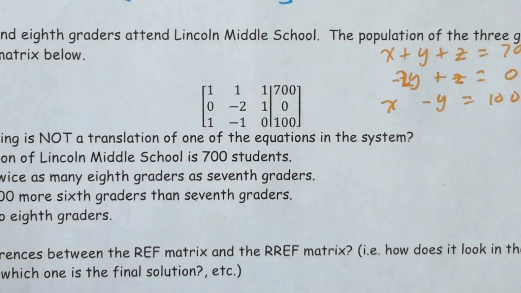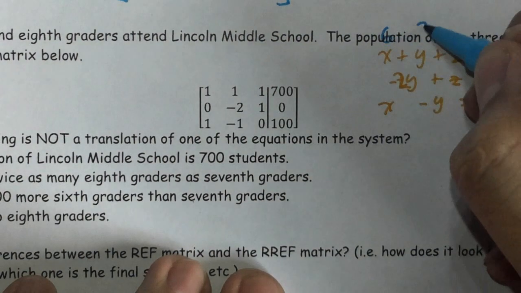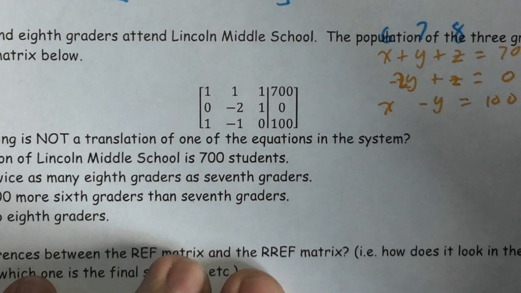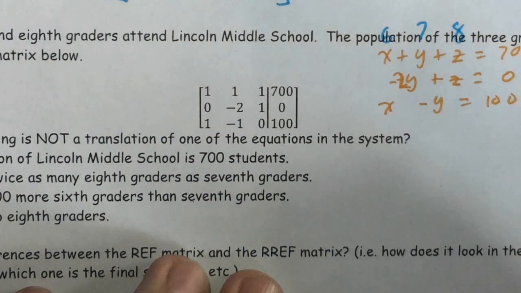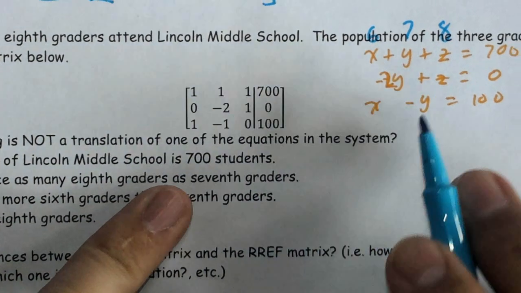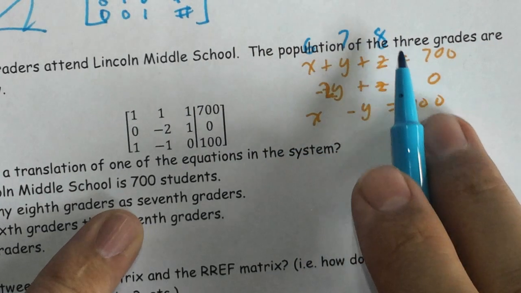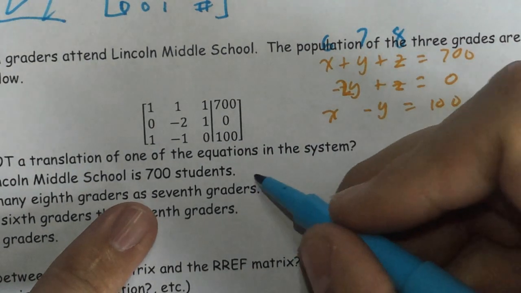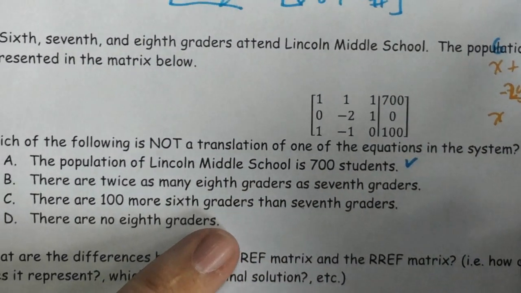Let's look at these. Let's kind of move those around. Well, we'll test them. And remember, these are my 6th graders, 7th graders, and my 8th graders. Yes, 6th, 7th, and 8th. The population of Lincoln Middle School is 700 students. Does this support it? My 6th graders plus my 7th graders plus my 8th graders, 700. Yes, that looks good. Not, so we're looking for not right.